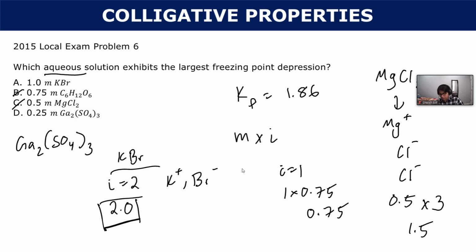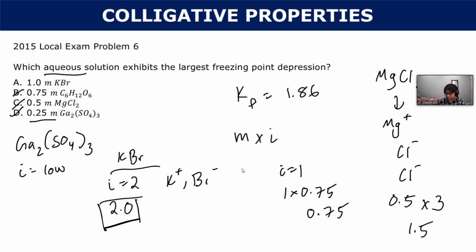Ga2(SO4)3 is going to be a weak electrolyte. I believe it's a weak base, and so its i value is going to be low. It's going to have a low i value, and we see that its molality is also extremely low. So low times low means that is not going to be the largest freezing point depression. It's probably going to be one of the lowest.